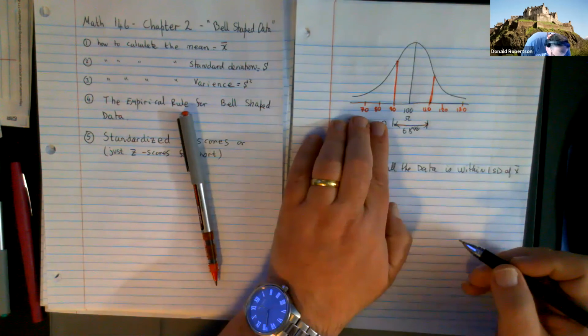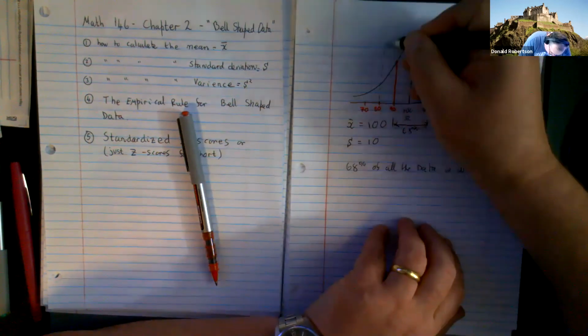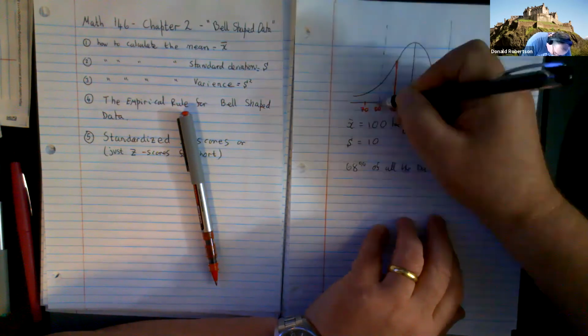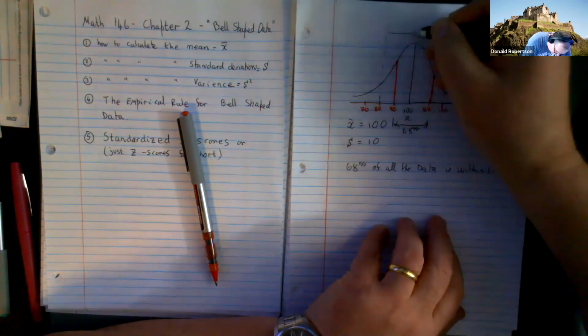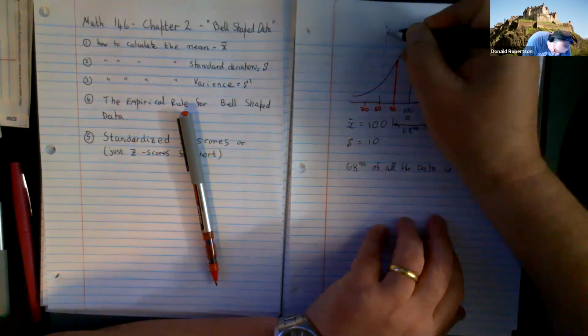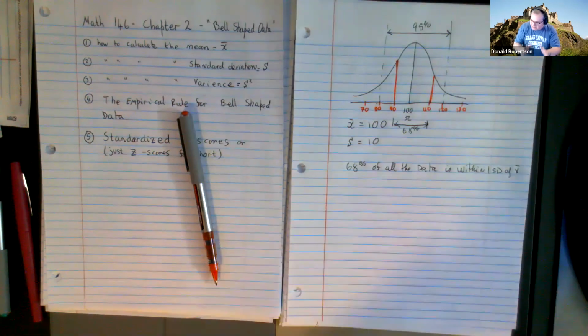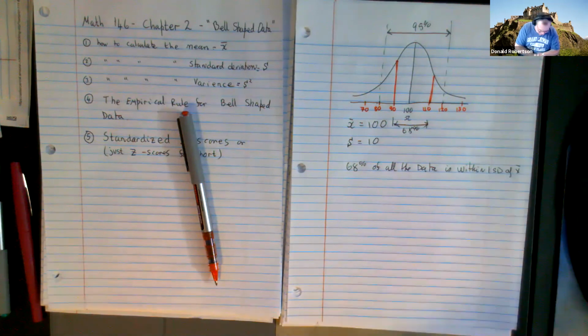If you then go 2 standard deviations, and I wish I had put that there now, so I'll do it up here. If you go 2 standard deviations, so that's from 80 to 120 in this case, 95% of the data will be in that range, right? So 95% of all the numbers are in that range.